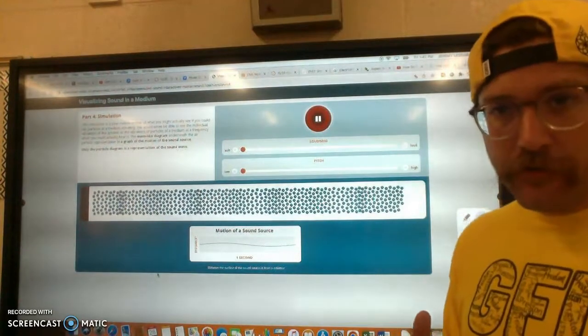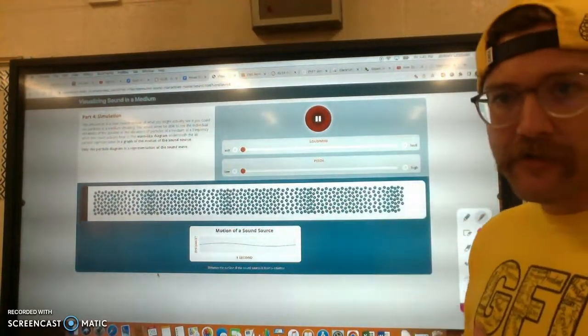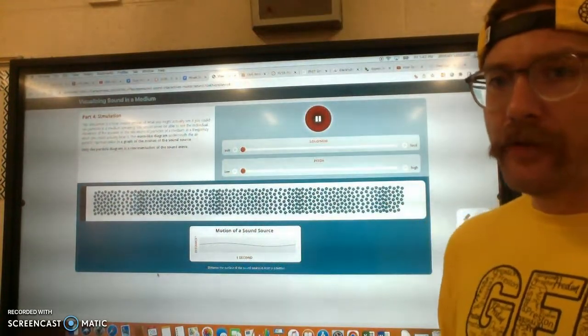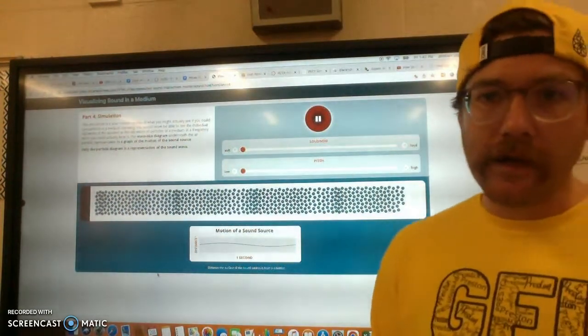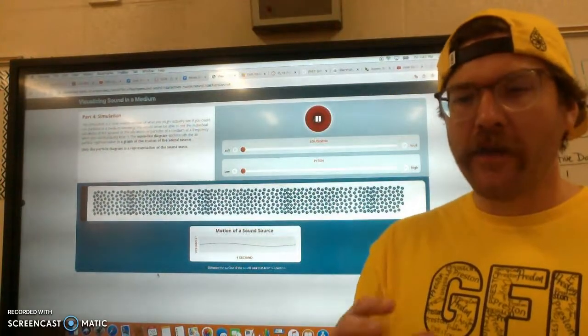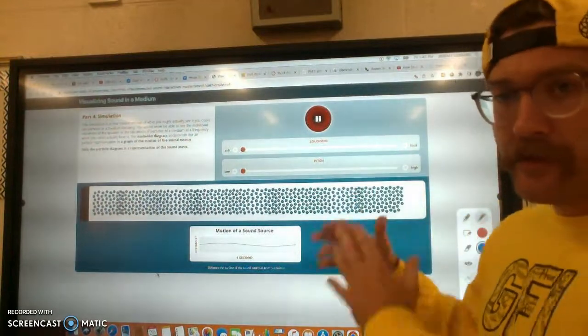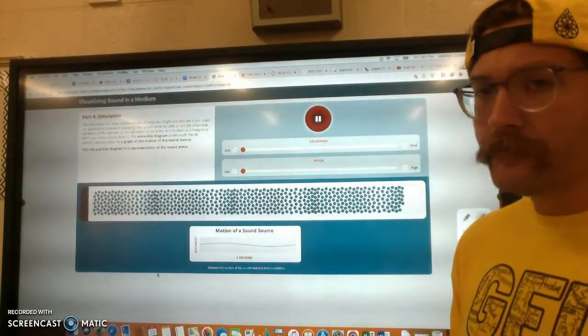The amplitude relates to the loudness. The higher the amplitude, the more compressed it's going to be. Okay, this is a lot like with a transverse wave. The higher the amplitude, the taller the wave is going to be. Okay, but this is for a longitudinal wave.